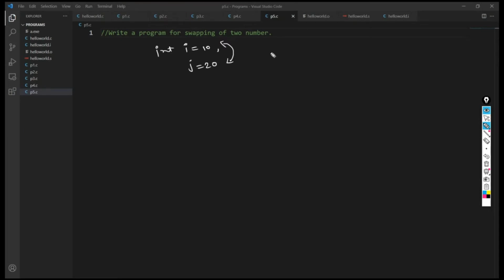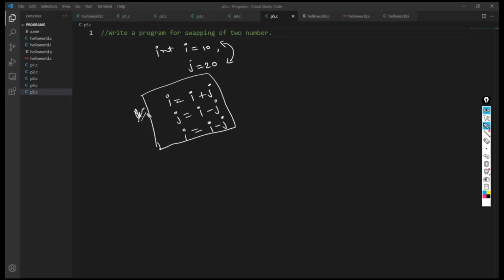I equals i plus j. Then j equals i minus j, and i equals i minus j. This is right, but we will come to this part later. Using a temp variable we can also do it. So how can we do it as a simple method?